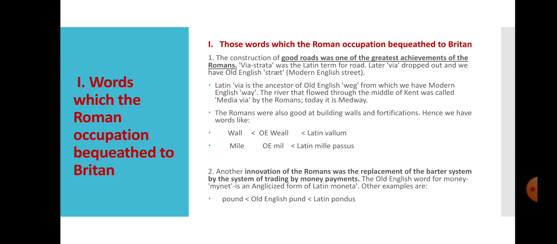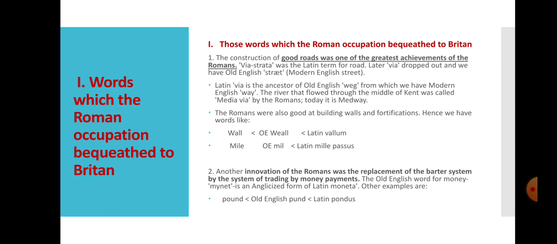Another invention of the Romans was the replacement of the barter system with money, or a payment method. So the next category includes the words that came into English through the replacement of the barter system by trading, by money. They abolished the barter system with currency.